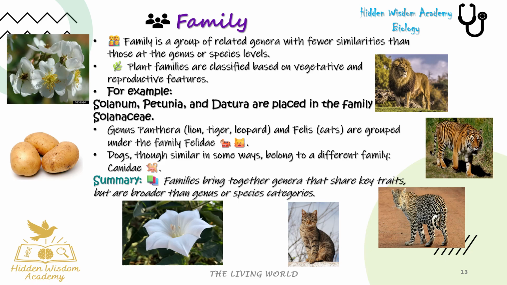Family. A family is a group of related genera with fewer similarities than those at the genus or species levels. Plant families are classified based on vegetative and reproductive features. For example, Solanum, Petunia, and Datura are placed in the family Solanaceae. Genus Panthera, lion, tiger, leopard, and Felis, cats, are grouped under the family Felidae. Dogs, though similar in some ways, belong to a different family, Canidae. Summary: families bring together genera that share key traits but are broader than genus or species categories.